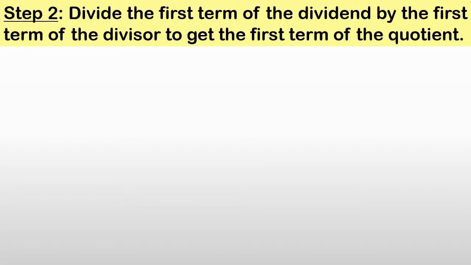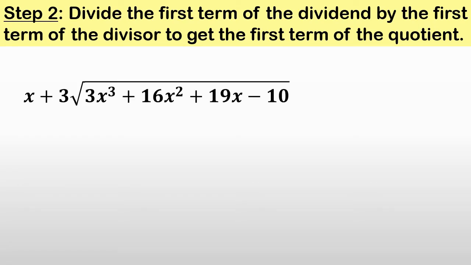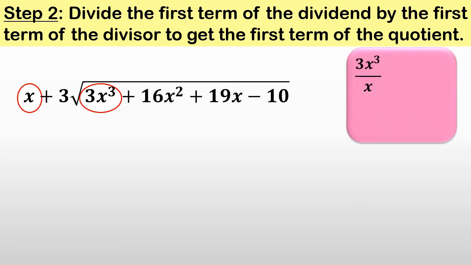Okay, next. Step 2. Divide the first term of the dividend by the first term of the divisor to get the first term of the quotient. Given the divisor and the quotient, the next step is to divide the first term of the dividend by the first term of the divisor. So, ang first term ng ating dividend ay 3x cubed and ang divisor natin ay x. So, let's divide it to identify the first term of the quotient. So, 3x cubed divided by x.